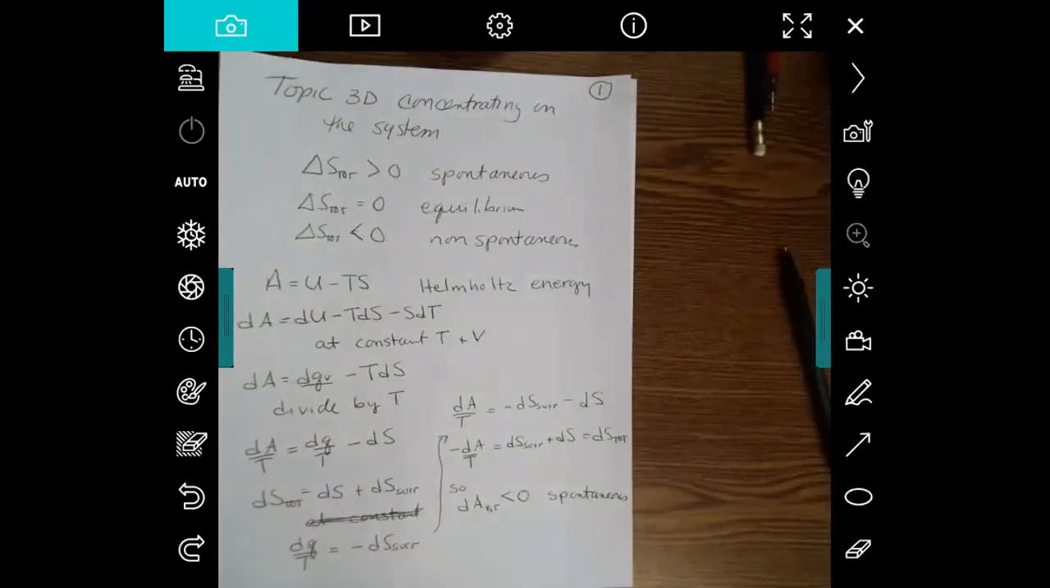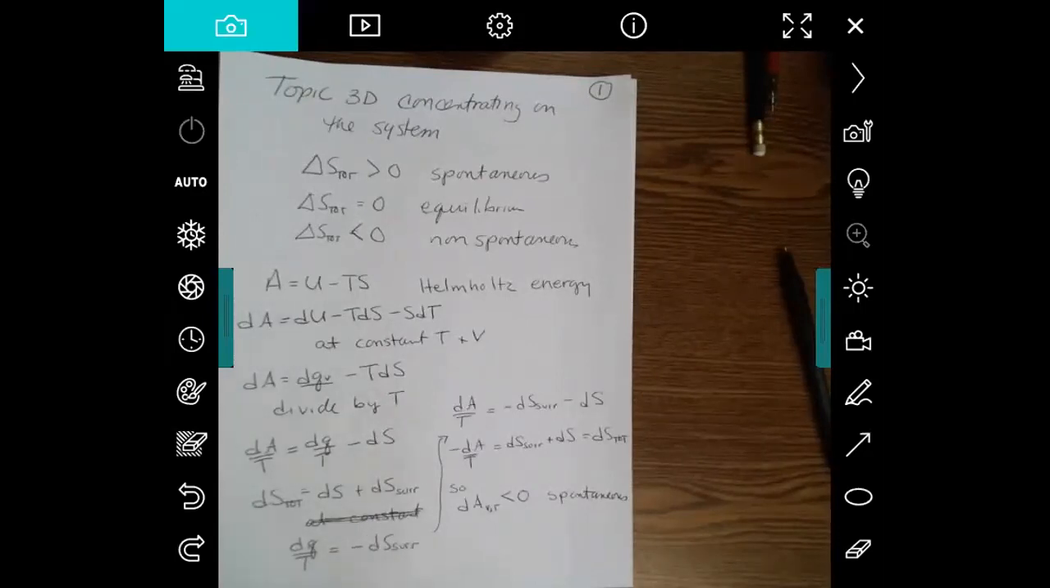If the delta S total of the universe equals 0, then the process is in equilibrium. And if it's less than 0, the process is non-spontaneous, or you could say you have to put work in to make the process happen, or you could say it's spontaneous in the opposite direction. So those are our criteria from the second law, and those are the only criteria there are.